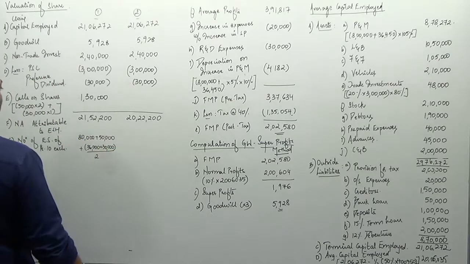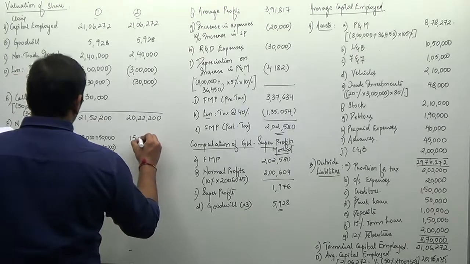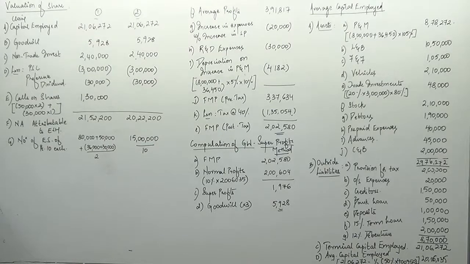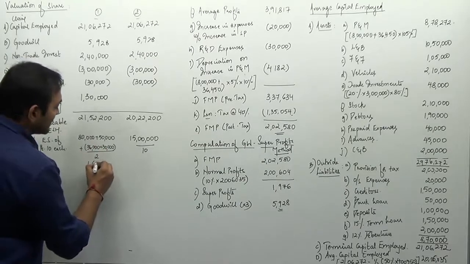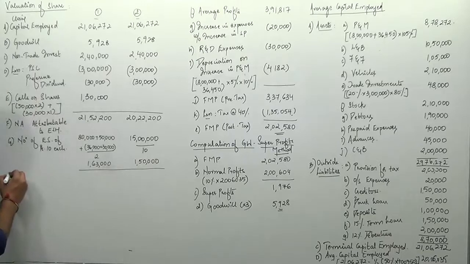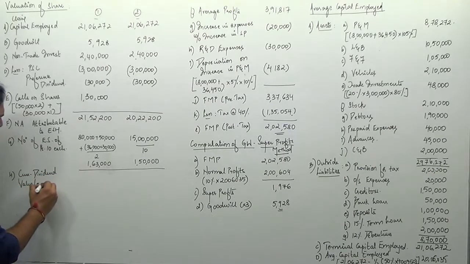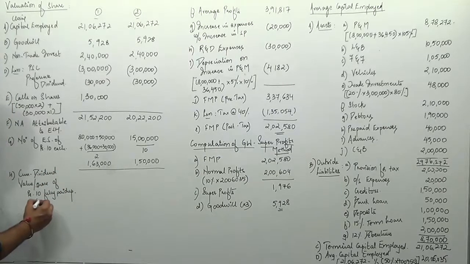If it is the second case where calls on shares is not made, total paid up value 8 lakhs plus 4 lakhs, 12, plus 1,80,000 plus 1,20,000, the total is 15 lakhs. Total paid up share capital on equity shares divided by 10. This is 66 divided by 2, 33. 33 plus 1,30,000, 1,63,000. This is 1,50,000. That you get cum dividend value per share of rupees 10 fully paid up. Divide it F by G and you'll get the answer.